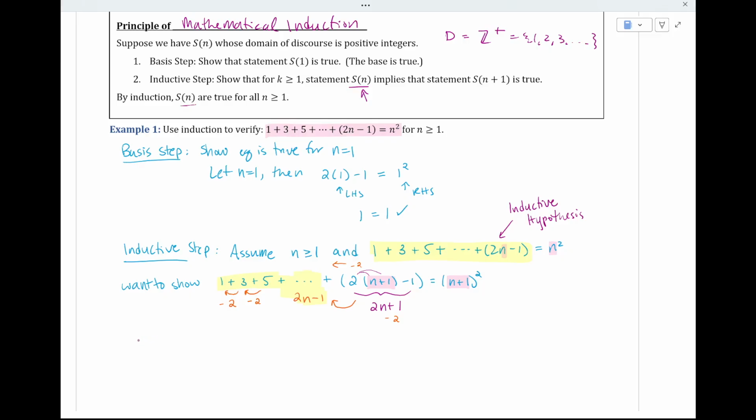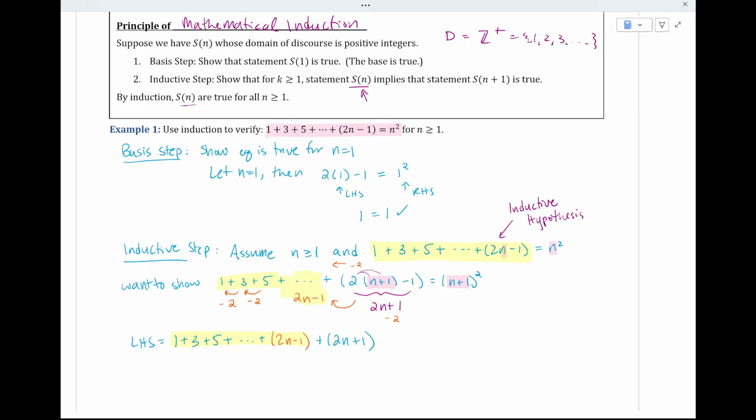So my left-hand side is equal to 1 plus 3 plus 5 plus dot dot dot plus, here's my 2n minus 1, the second to last term. My last term is 2n plus 1. And I'm hoping to show that that's equal to n plus 1 squared. I'm not going to write that right now because I'm just talking about my left-hand side. So this whole thing, like I said before, is the left-hand side of my inductive hypothesis.